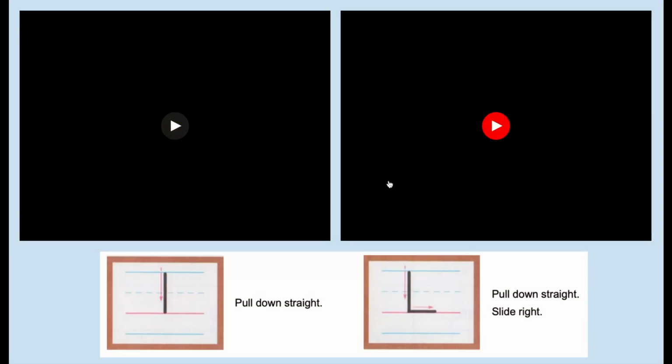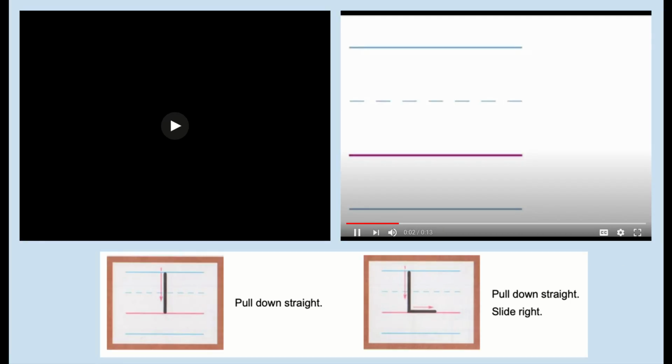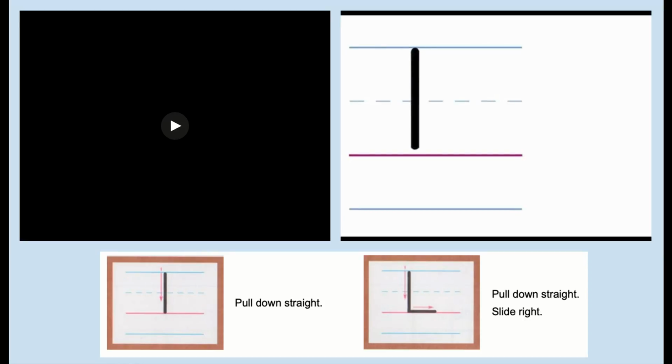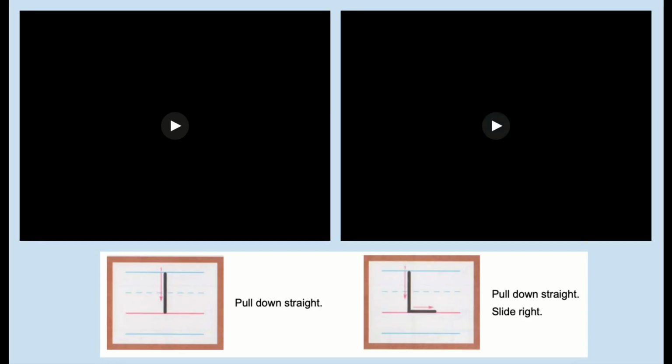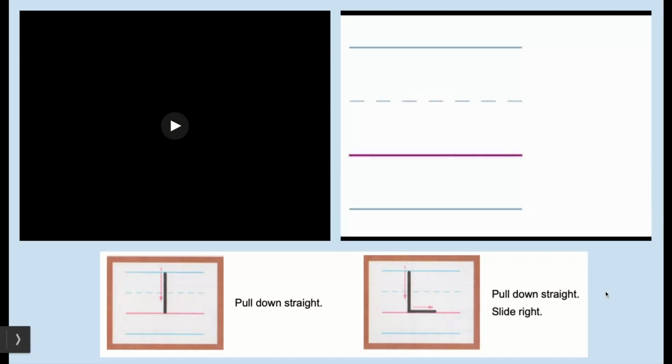Okay, put your pencil down and let's watch as we learn how to form the uppercase L. Uppercase L. One, pull down straight. Slide right. Uppercase L. All right, pick your pencil up and now let's practice. Uppercase L. One, pull down straight. Slide right. Uppercase L.